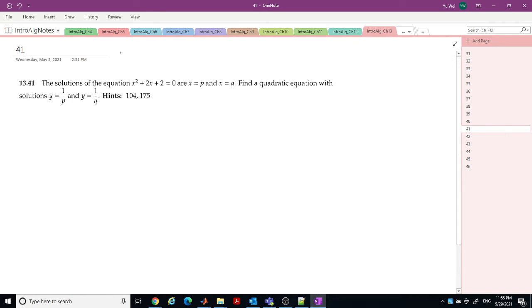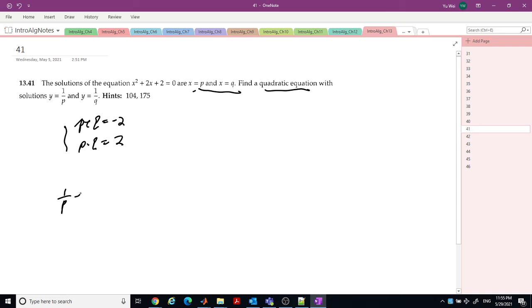So we have this one, and P and Q are the roots of this. We want to find the quadratic of that, right? So we have P plus Q equal to -2, and P times Q equal to 2. Now we want to find the Y, right?